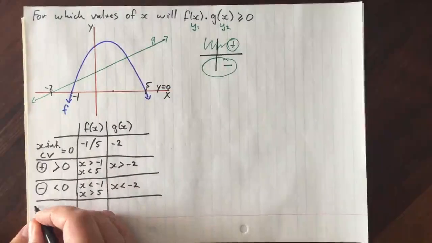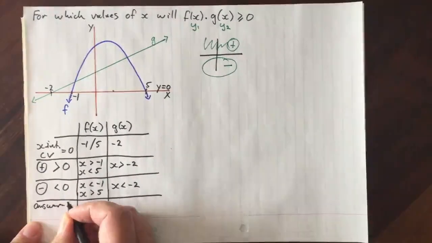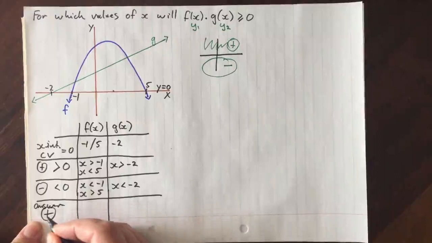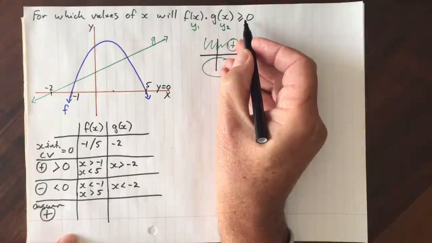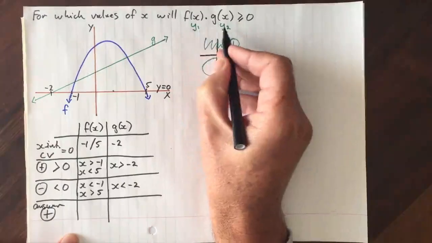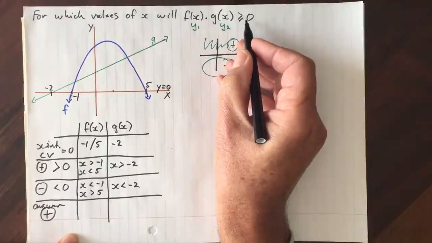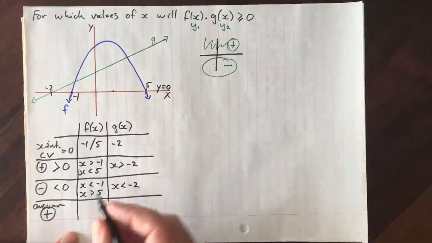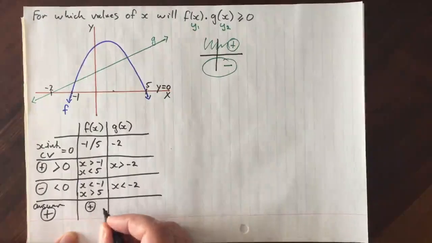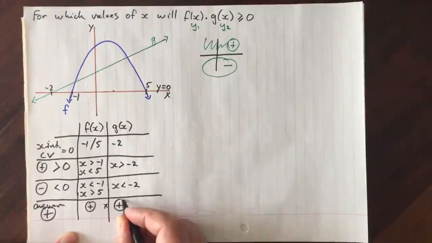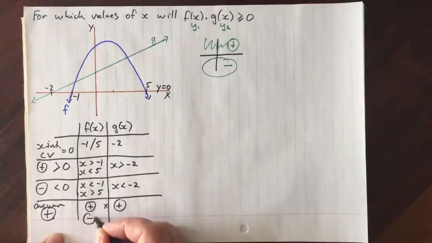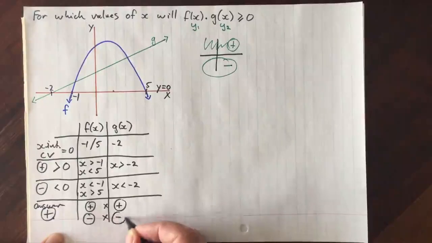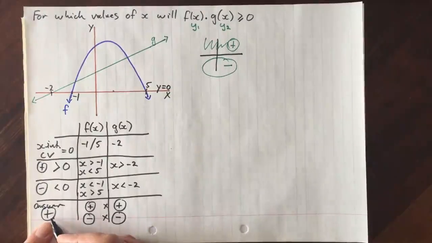So we're looking for an answer over here that is positive. Okay, greater than 0 means it's positive. Now, if I have two values that I multiply with each other and I get a positive answer, that means if I multiply a positive with a positive, I will get a positive answer, or if I multiply a negative with a negative, I will also get a positive answer.